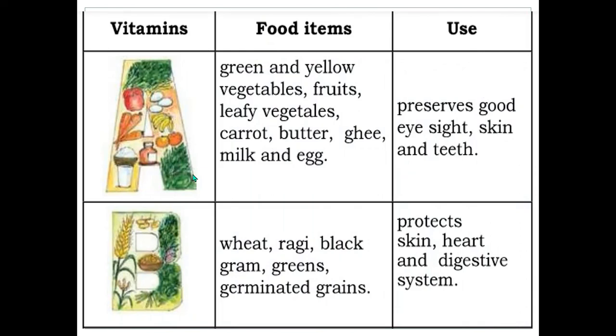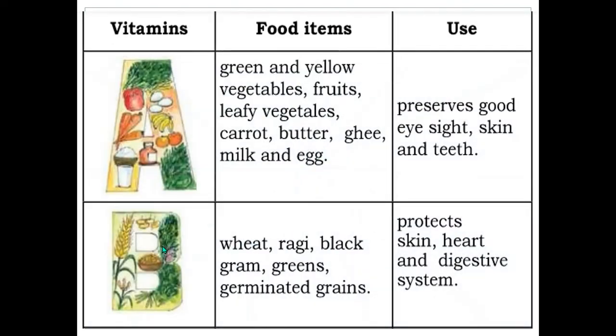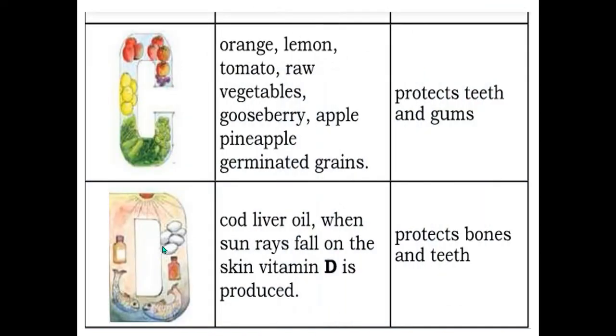Now, there are four important vitamins. Children, now we are going to see about vitamins. What are the four important vitamins? They are vitamin A, vitamin B, vitamin C, vitamin D.